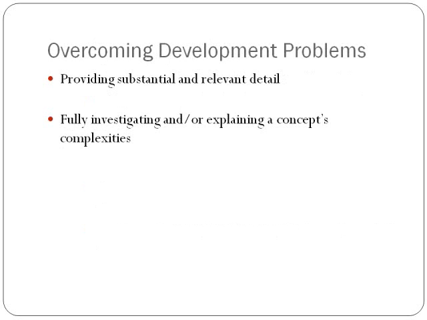So how do we do this? How do we overcome development problems? Well, we're going to look at two methods today. The first is providing substantial and relevant detail, and the second is fully investigating and or explaining a concept's complexities. Now, there are several other techniques to overcome development problems, but I think these are two of the most significant. So hopefully this will help you a great deal.